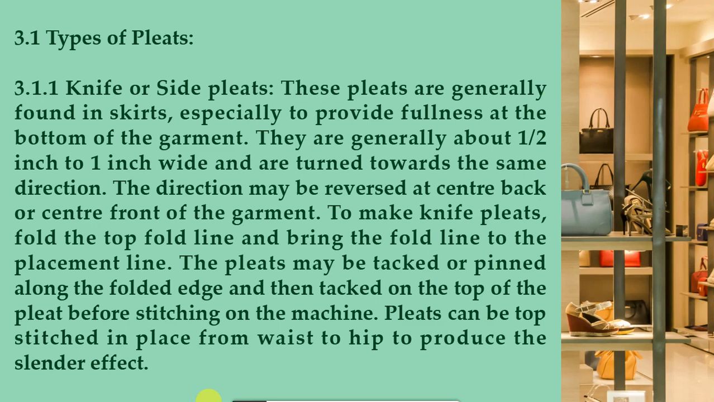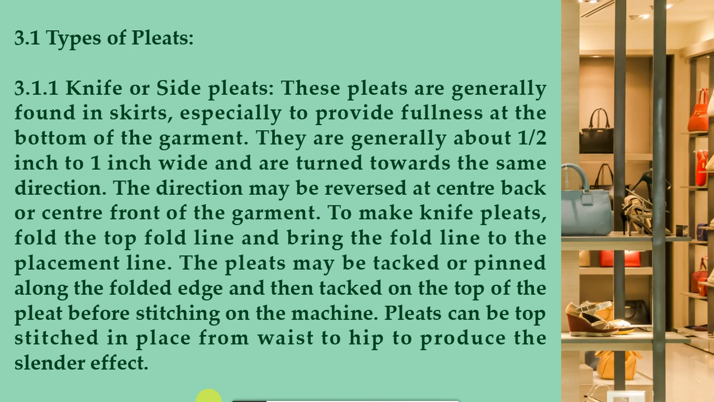Types of pleats. 3.1.1 Knife or side pleats. These pleats are generally found in skirts, especially to provide fullness at the bottom of the garment. They are generally about 1/2 inch to 1 inch wide and are turned towards the same direction. The direction may be reversed at the center back or center front of the garment.